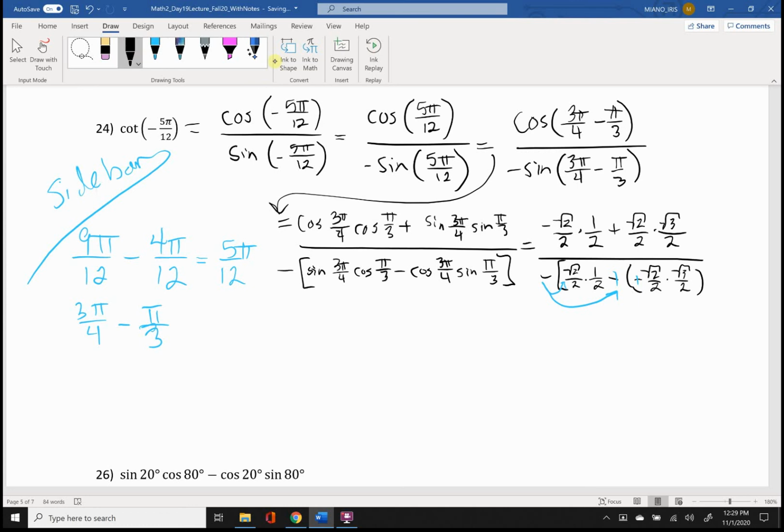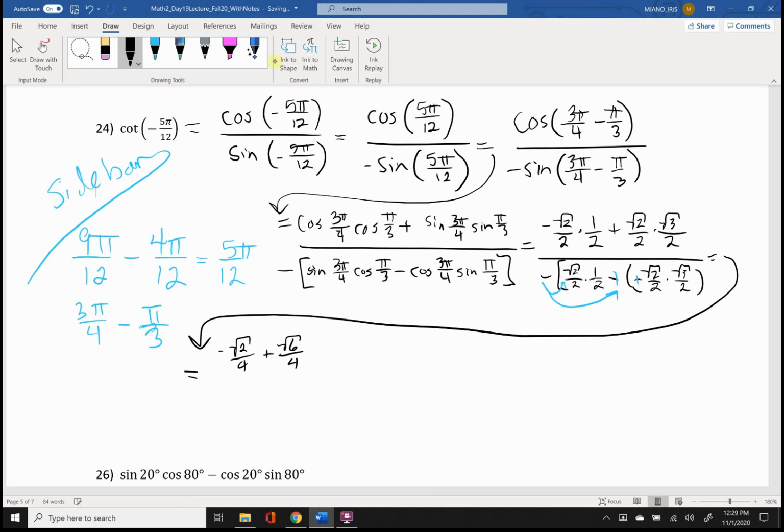Okay, and so then let's go ahead and have this go over here in the next step, and we will condense this all down a bit, and we're going to get in the numerator negative root 2 over 4 plus root 6 over 4. That looks familiar, doesn't it? Yep. And then in the denominator, it'll be a negative root 2 over 4 minus root 6 over 4.